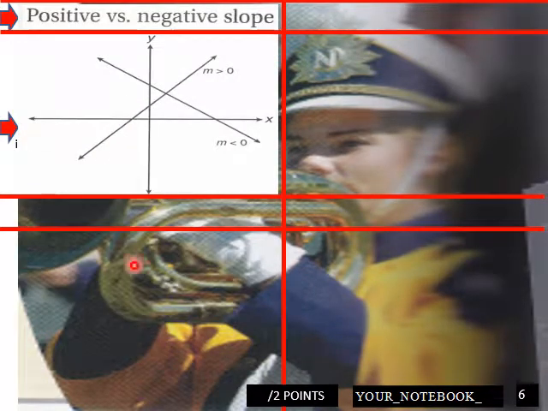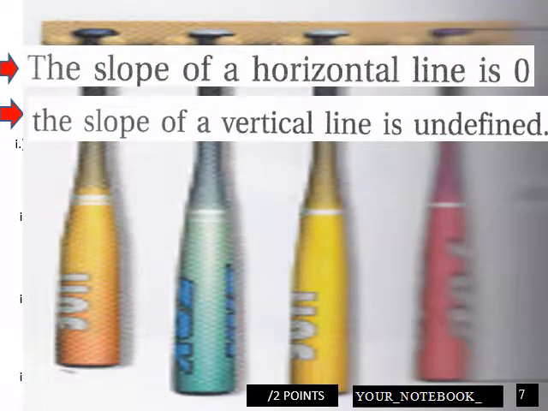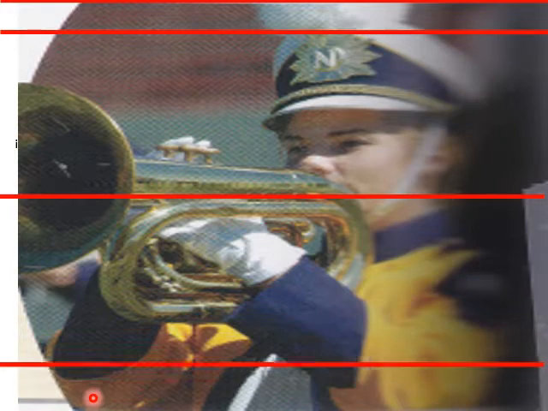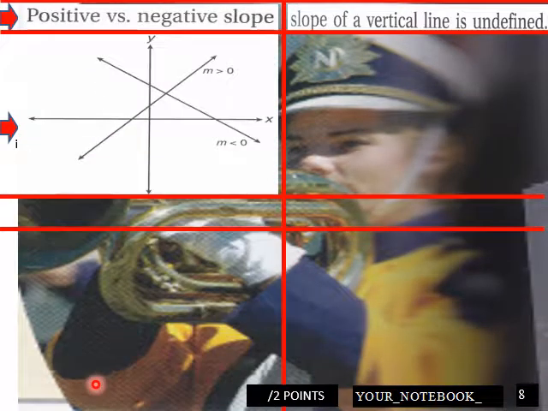So positive versus negative slope. Here is positive slope. This line here has negative slope. The slope of a horizontal line is 0, so let's get into a 0 slope line.